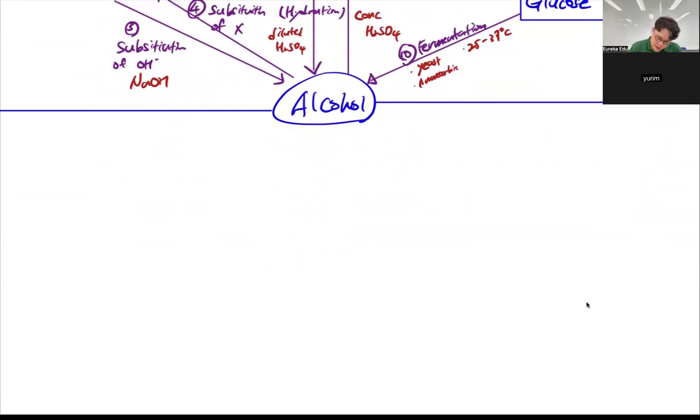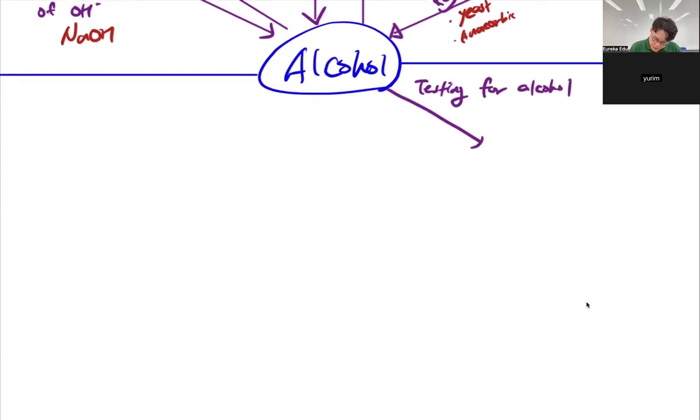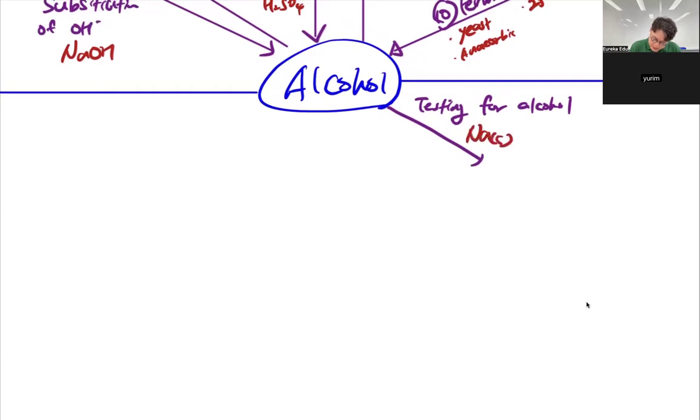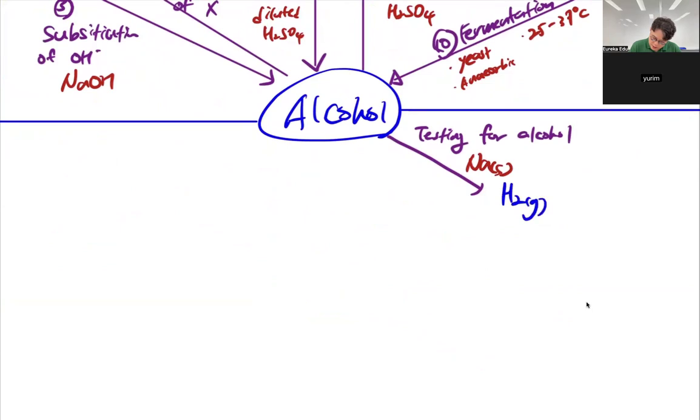So, let's write it over here. This is the testing for the alcohol. If you would like to know whether we have some alcohol present or not, we add some sodium, Na, into it. And that alcohol, in the presence of these sodium metals, produces hydrogen gas. So let's check that. H2 gas is produced.